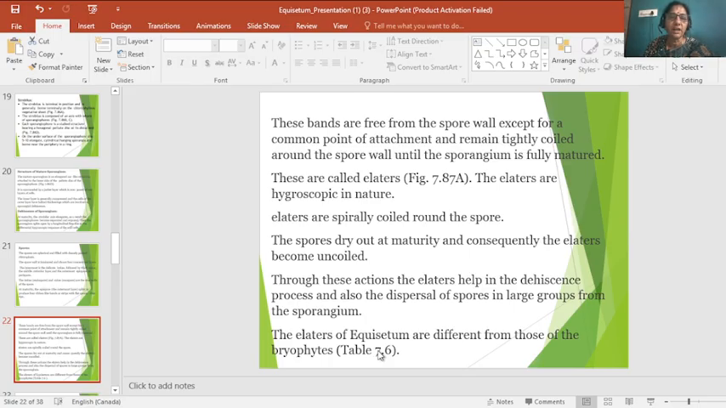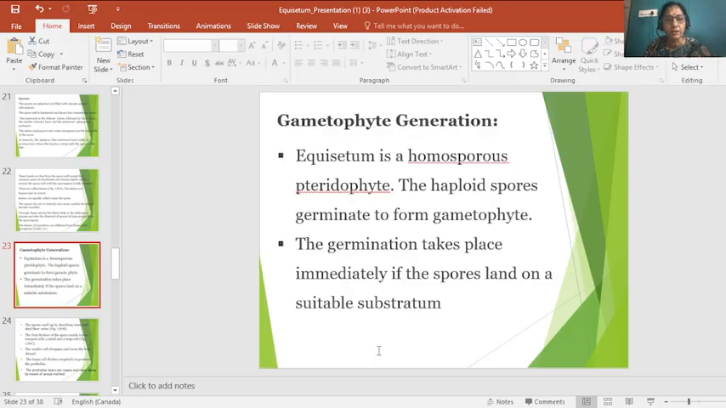These elaters are hygroscopic and are spirally coiled around the spores. The spores dry out at maturity and consequently the elaters become uncoiled. Equisetum is a homosporous pteridophyte. The haploid spore germinates to form the gametophyte.